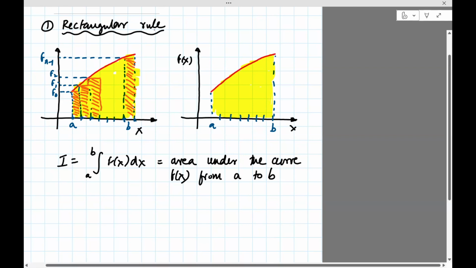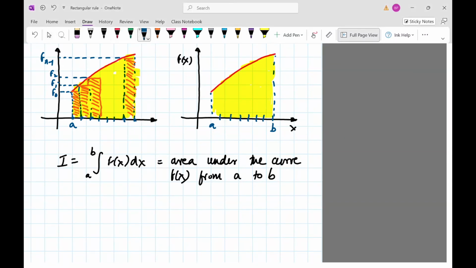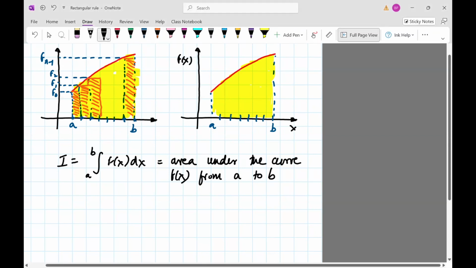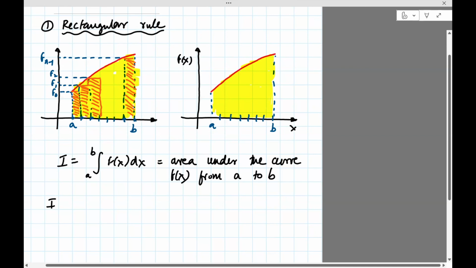And each staircase gives me an approximation to the area. So if I can find the heights of those rectangular blocks and sum them all over till B, then that would be the area. And of course, that's an approximation. So we can write, let's call that I1, equals area.